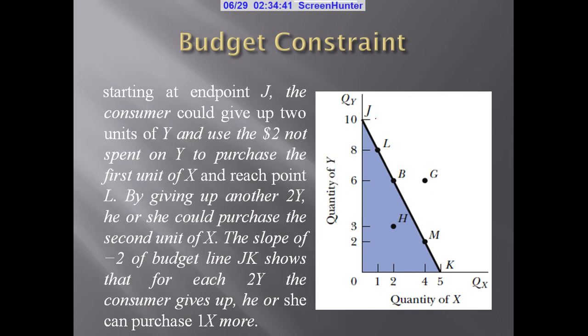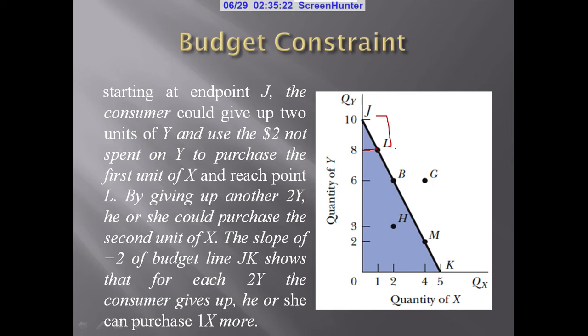Starting from point J, the consumer could give up 2 units of Y and use the $2 not spent on Y to purchase the first unit of commodity X. When the individual moves from point J to point L, instead of consuming 10 units of commodity Y, the individual is now consuming 8 units. It means he is releasing $2, and these $2 can be spent on the consumption of X, and the individual is able to buy 1 unit of commodity X because the price of X equals 2.